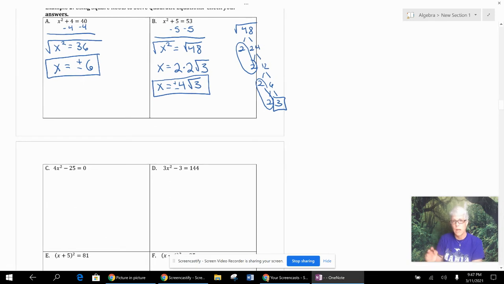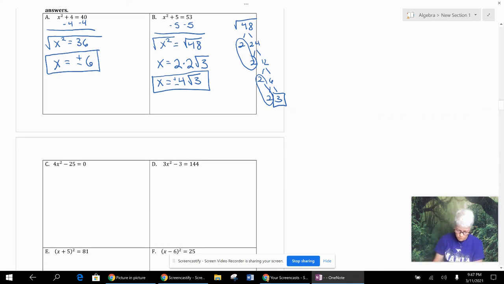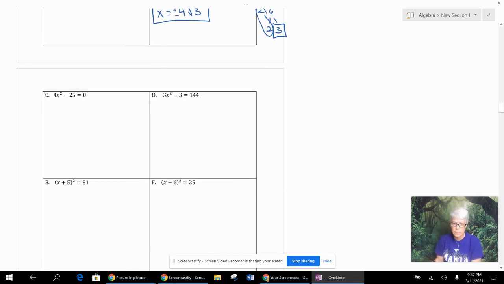All right. I hope you're seeing patterns again. It's always patterns. All right, the next one. Again, this is a quadratic equation. I'm going to move the 25 over to the other side. 4x squared equals 25. Then I'm going to divide both sides by 4. And I get x squared by itself. And then on the other side, I have 25 over 4.